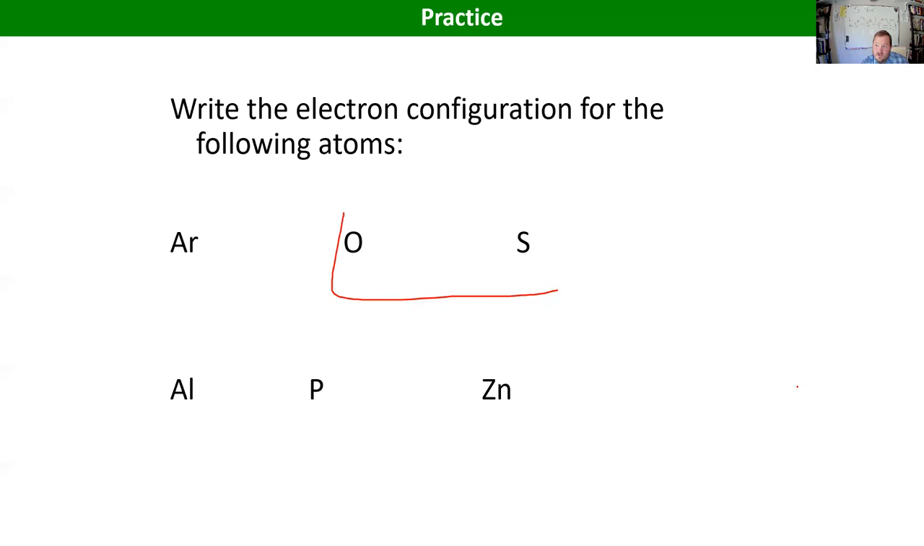Some of the electron configurations, if they go past the third row on the periodic table, are going to be a little bit trickier until we get more practice. But a lot of the parts of the homework you can do with just the info from this lecture.